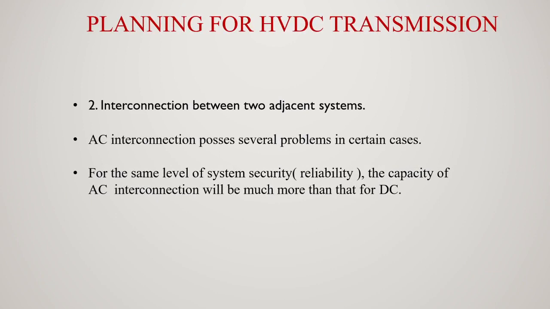So next one is interconnection between two adjacent systems. So here AC interconnection poses several problems in certain cases, and for the same level of system security and reliability, the capacity of AC interconnection will be much more than that for DC. This is even ignoring the beneficial aspects of DC power modulation. So the choice for DC interconnection will be based on the following considerations.